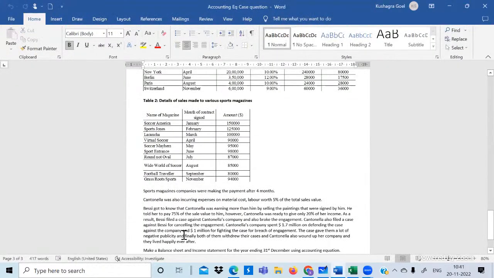And what do I do with this 1 million? I'll say that, okay, I've paid 1 million. So money is going out, cash is going out, so cash will go down. But at the same time, I have to recover it from that promoter, the lady, which is Cantonella. So the cash balance for the company is going down, but you will recover it from the promoter. It will not be treated as an expense because it has got nothing to do with the day-to-day affairs of the company. The case was filed against the promoter for breach of engagement, so that's not a company's official expense.